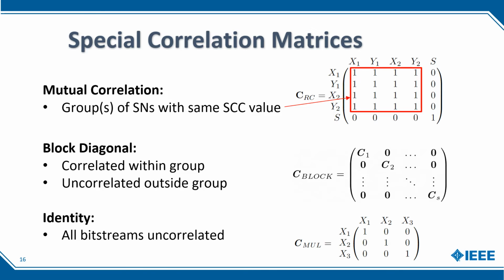Lastly, if a set of bit streams have the identity correlation matrix, then they are mutually correlated with SCC equals 0, which is to say they are all uncorrelated.